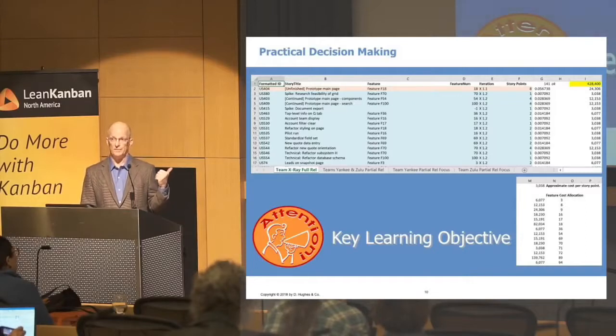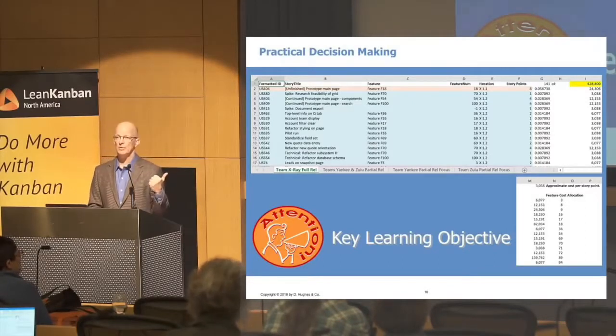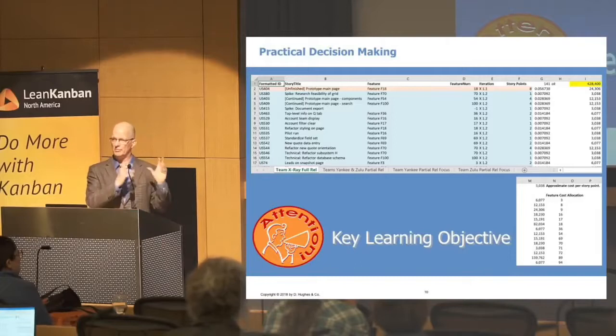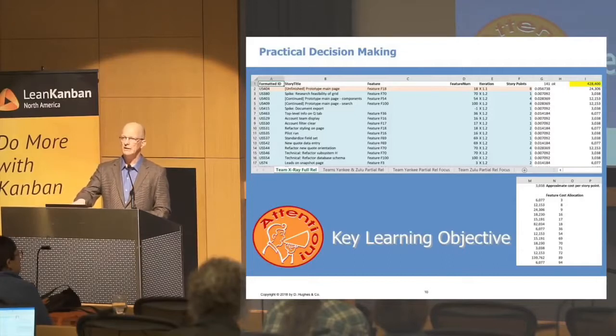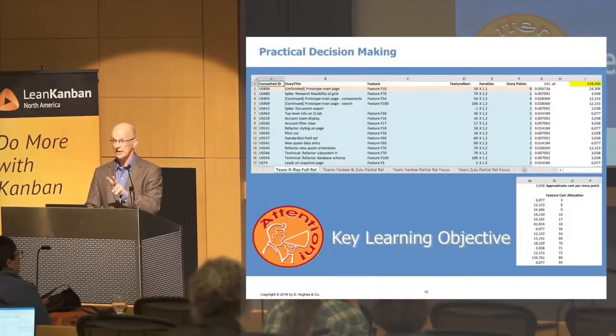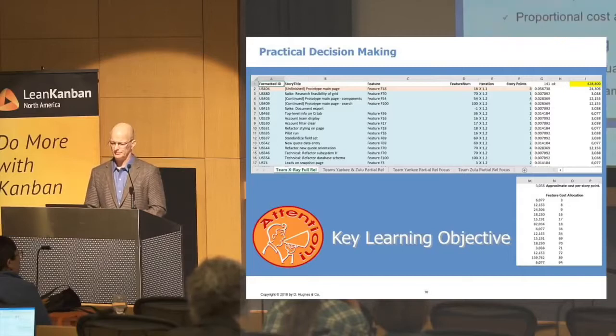This is a real result. What we're looking at here is essentially Scrum story points, but the same thing works in Kanban with features or classes of service. The top part is the proportional allocation over a fixed time period. The bottom right-hand side is the aggregation to the right level of decision-making, which is either features or classes of service. This is the second key learning objective.